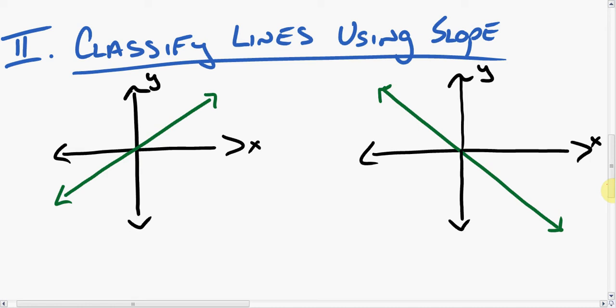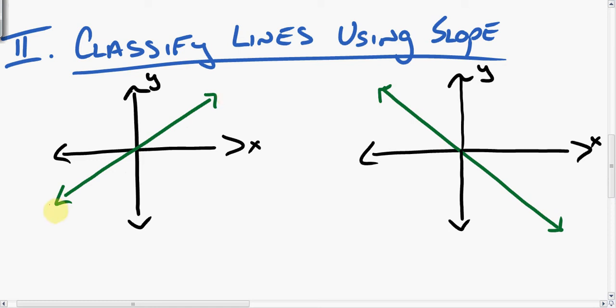To give us a visual representation, I'm going to show you the graphs of both positive and negative slopes, as well as zero slopes and undefined slopes. So let's start with the visual. You can see I've got two XY coordinate planes drawn here. Let's focus on the first one. We can see our line is drawn in green, and that's our graphed line right there.